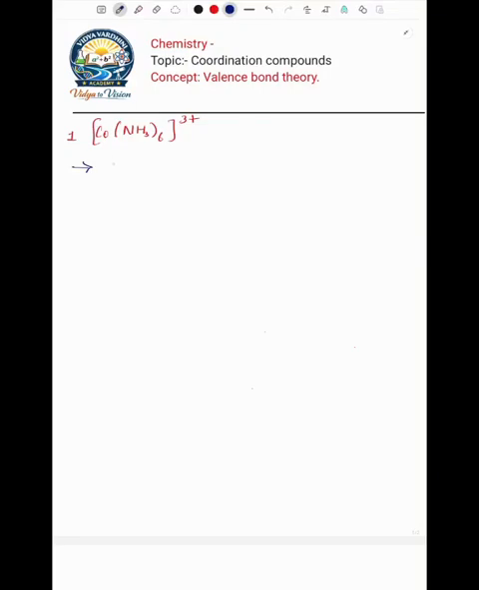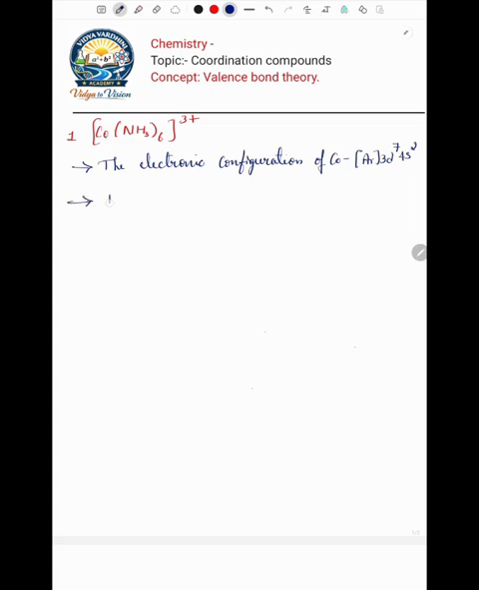For that, first you should understand, in the given complex, the central metal atom is cobalt. The electronic configuration of cobalt is argon 3d7 4s2. Now when you calculate the oxidation state of cobalt, cobalt is in +3 oxidation state because ammonia is 0, hence cobalt is in its +3 oxidation state.